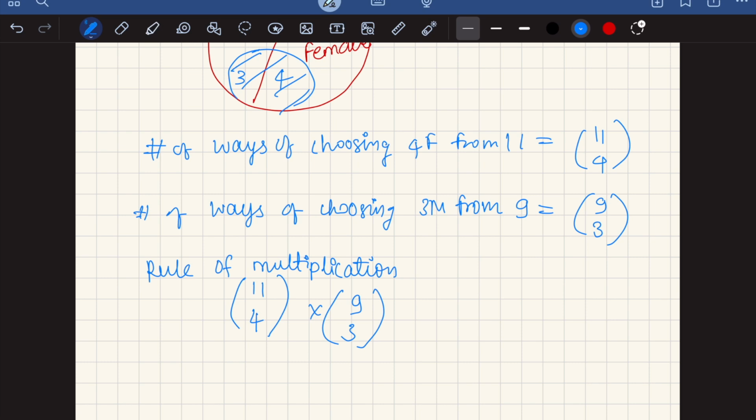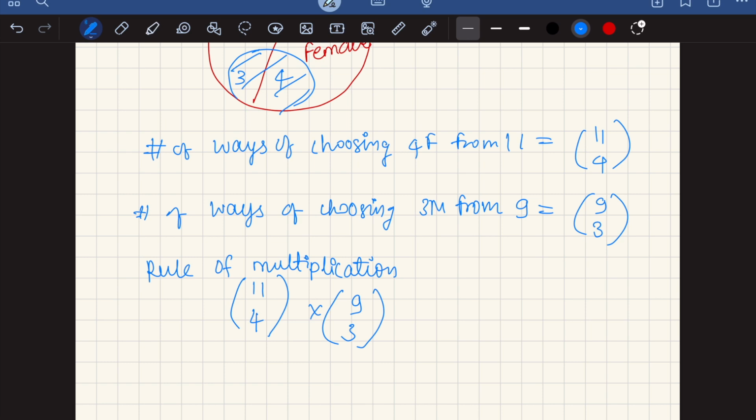I had a question. Yes. In this question, why did we not select the formula for permutation instead of combinations, because all of them are distinct persons, right?